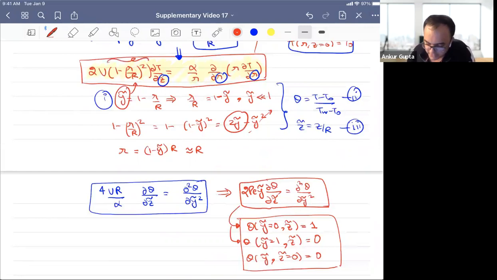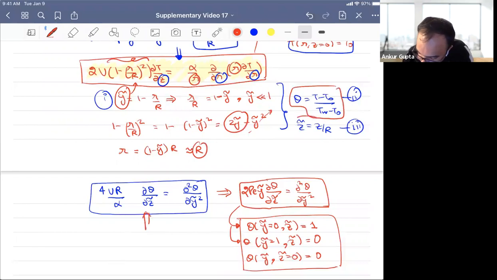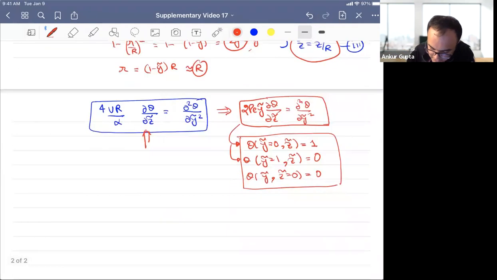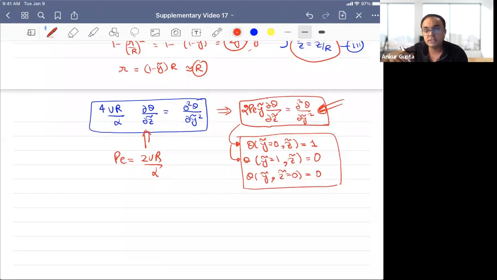And these curvilinear coordinates, this R and small r here, become essentially capital R, which allows us to simplify the equation and obtain this non-dimensional equation by using theta as T minus T naught by T wall minus T naught, and Z tilde as Z by R. I'm not deriving this because we discussed this in class, and we get this equation where the left hand side has a Peclet number, because Peclet number is 2UR by alpha, and the right hand side again says that the convection in the Z direction is being balanced by the conduction in the R direction.